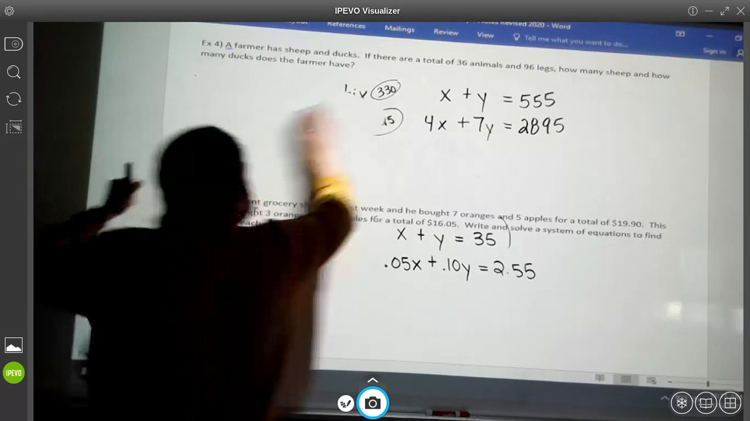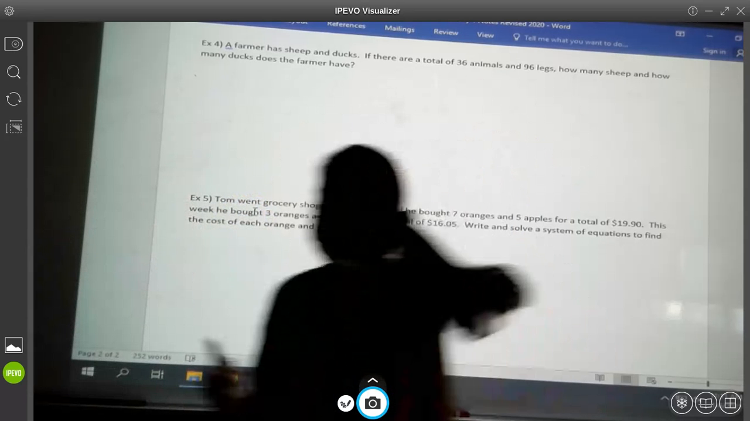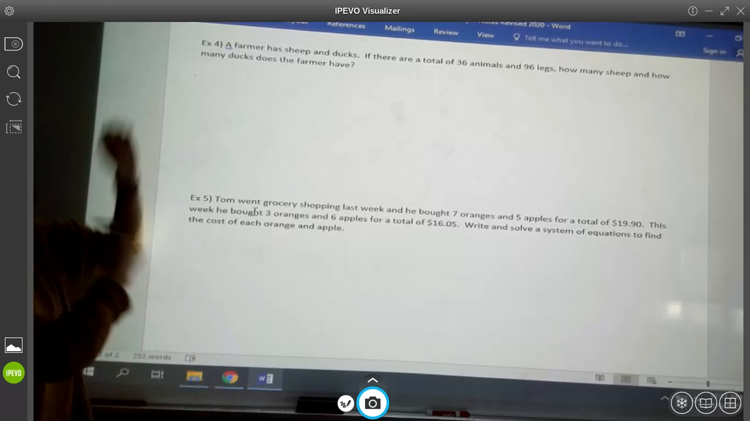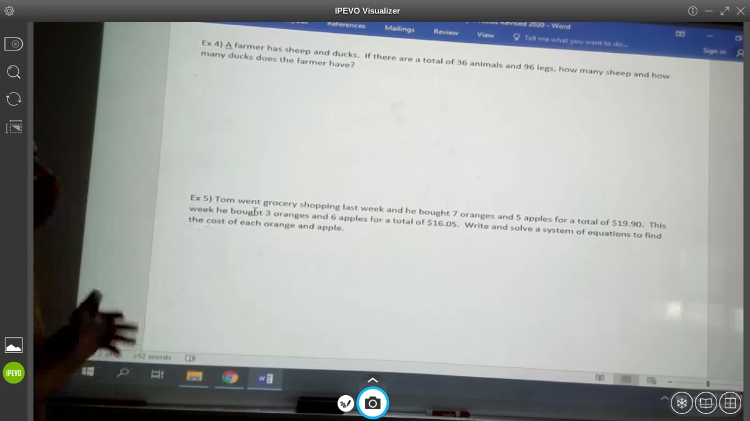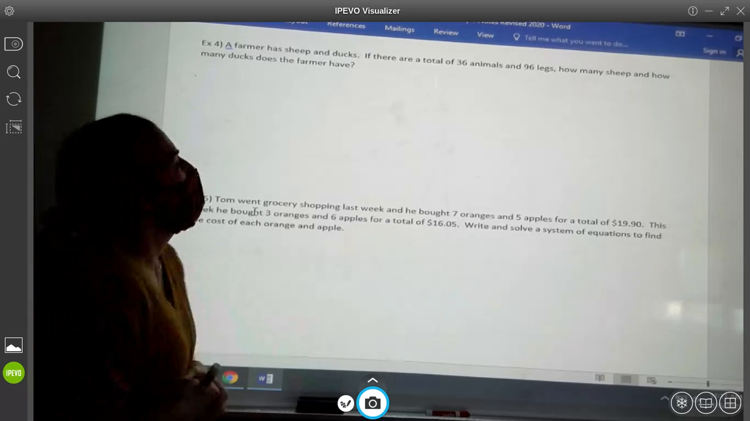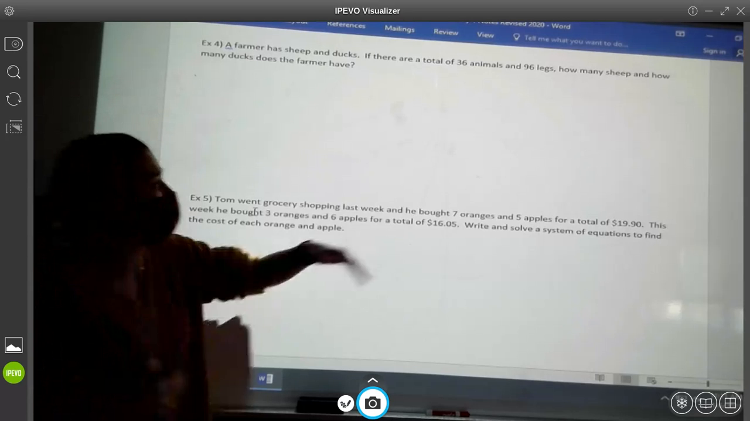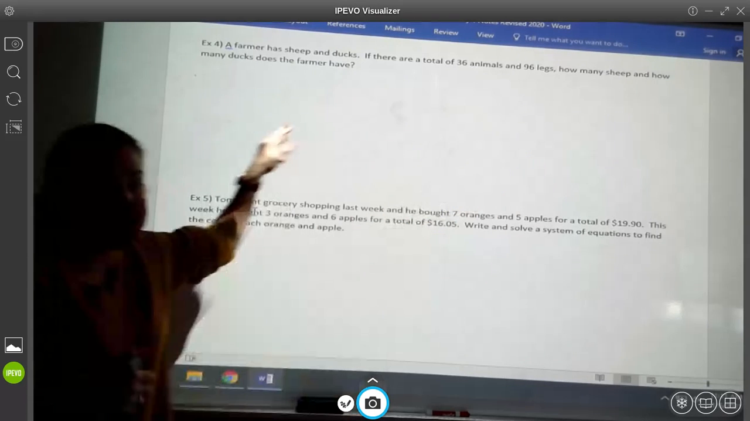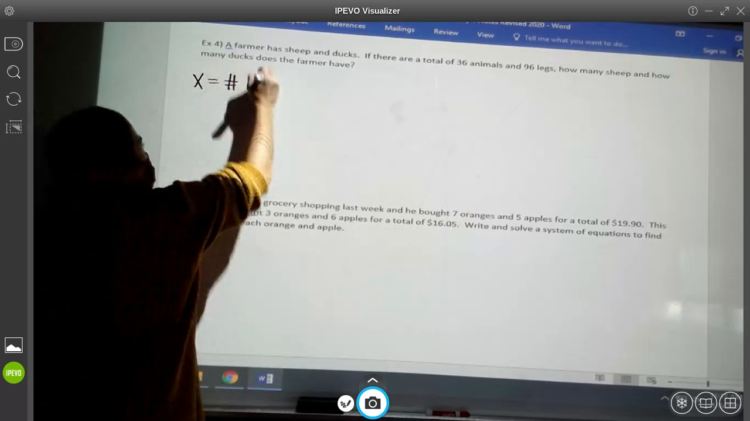Okay, look at this one. A farmer has sheep and ducks. If there are a total of 36 animals and 96 legs, how many sheep and how many ducks does the farmer have? Okay, so we've just been asked to find how many sheep and how many ducks. So we're going to let X equal the number of sheep that this farmer has, and we're going to let Y equal the number of ducks.